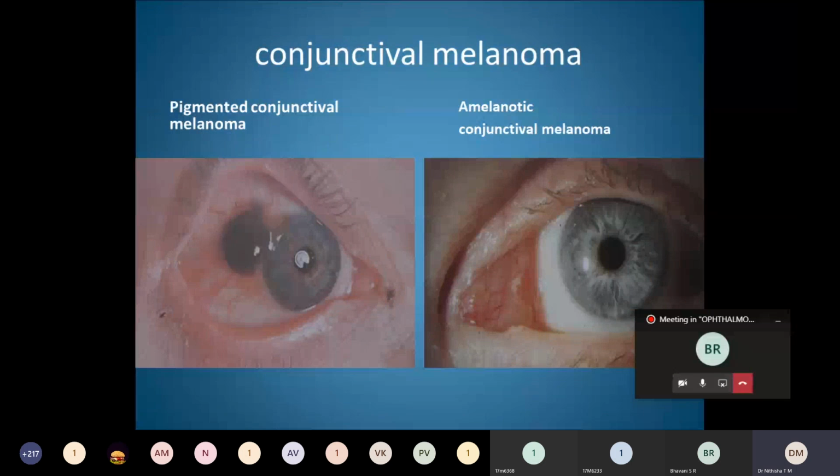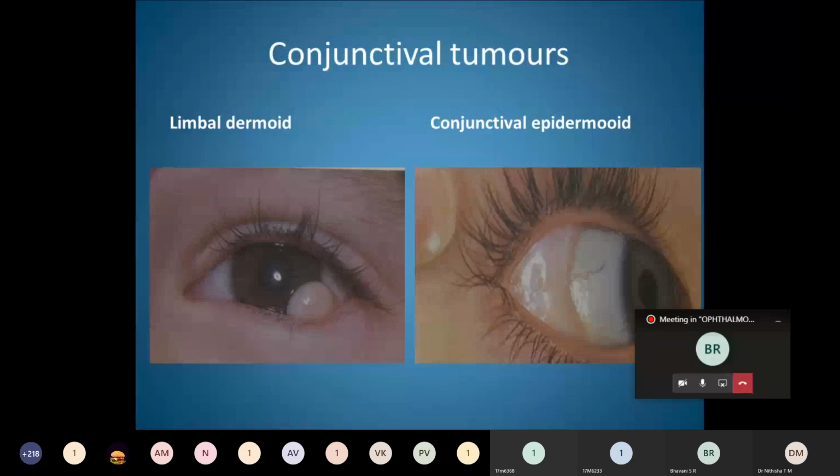This is conjunctival melanoma. On the left side you can see a pigmented conjunctival melanoma with vascularization. And this is an amelanotic conjunctival melanoma. In amelanotic, few melanin pigments are there, so it is white in color. This is a conjunctival tumor, limbal dermoid. They may ask this in your viva or even PG entrance. Please remember this. Then this is a conjunctival epidermoid picture on the right side.